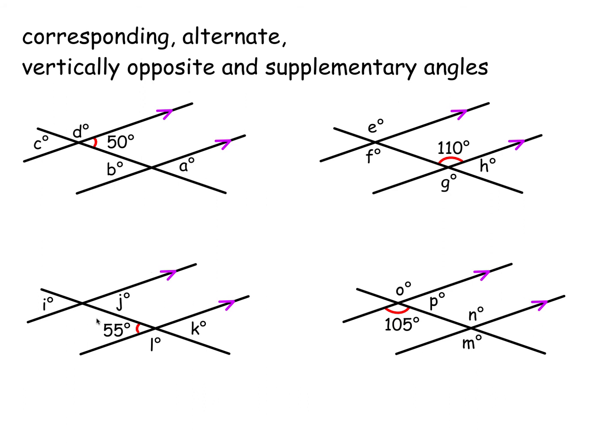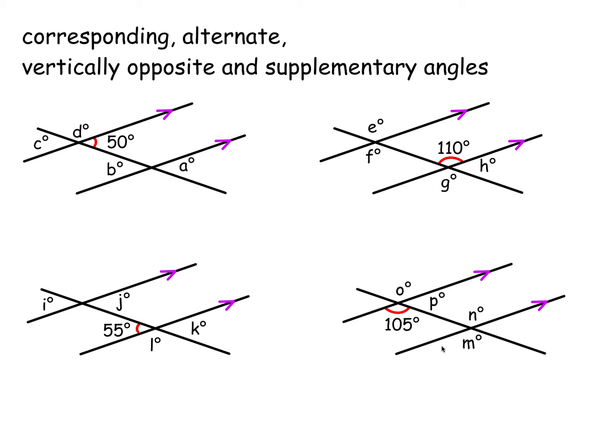Here for I, J, K, and L, I, J, and K are all 55. I is corresponding, J is alternate, K is vertically opposite. L is the supplement. It's going to be 125 degrees to make the straight line 180. So L, 125, going to have supplementary angles. The others are all 55 for the different reasons.